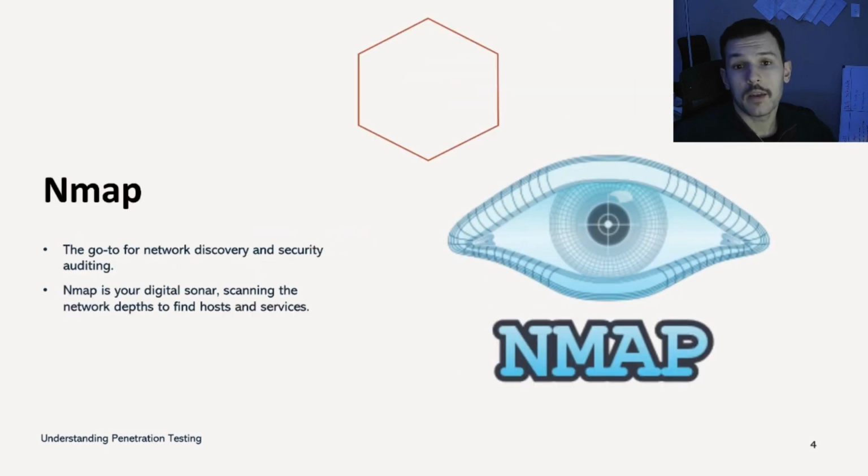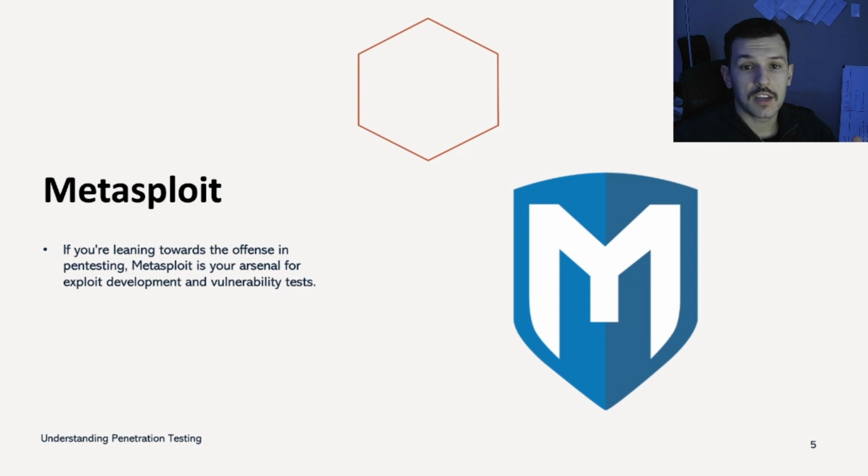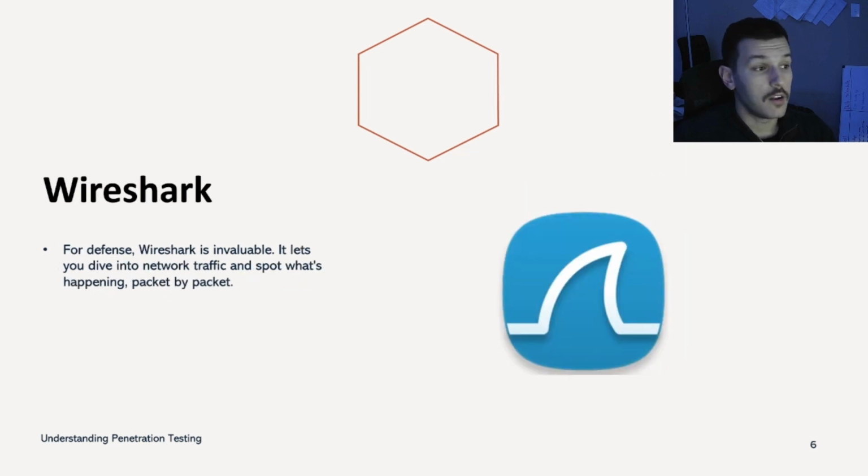Now let's talk about Nmap. Nmap is a tool for network discovery and security auditing. With Nmap, you can map out a network, discovering hosts and services. It's like the sonar of the digital sea. And for those interested in the offensive side, Metasploit is the framework of choice because it's a treasure trove for exploit development and vulnerability testing. And for the defensive strategies, Wireshark allows you to analyze network traffic, giving insights into what's happening in your network.